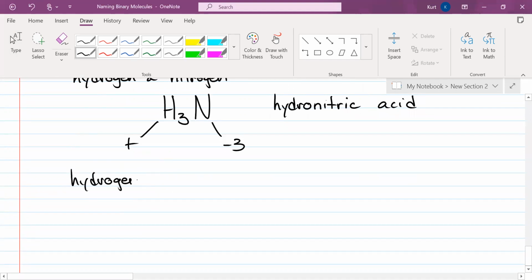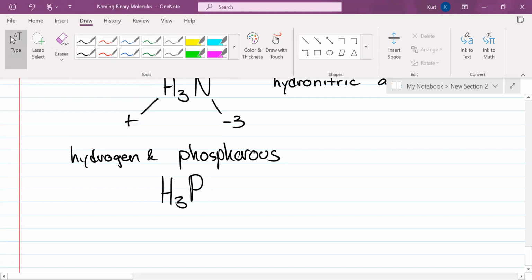Hydrogen and phosphorus. What would the formula be for hydrogen and phosphorus? Derek? H3P. Why did you choose a 3-to-1 ratio? Because phosphorus is in the same group as nitrogen, and so it has 3 negative.